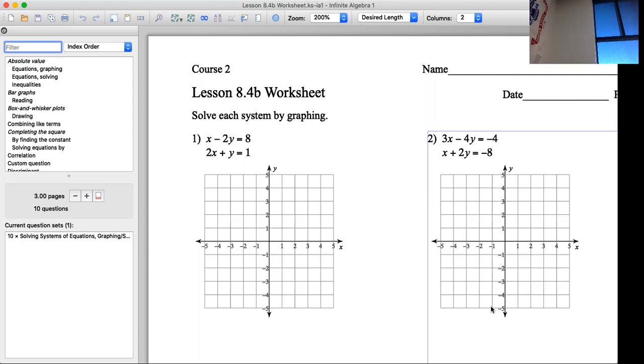So as you look at this and the answers, there are two no solution ones. There's no infinite solutions here. Infinite solution rarely happens. But there are two no solution ones.